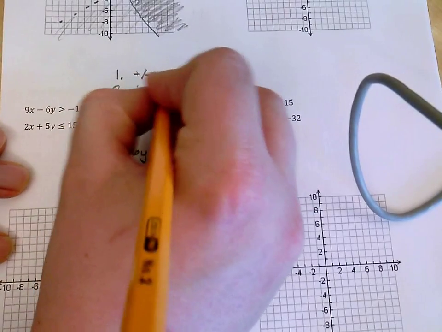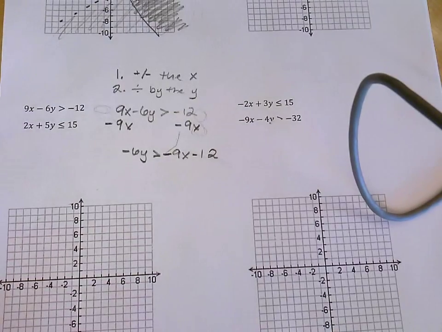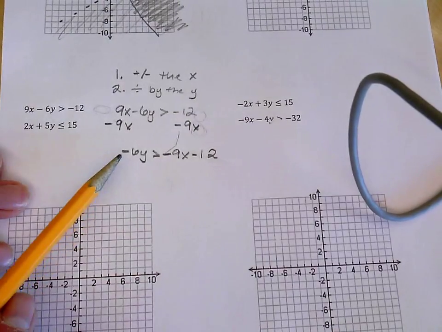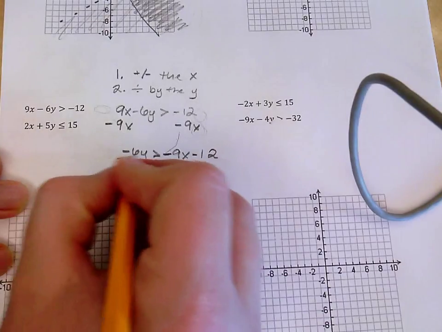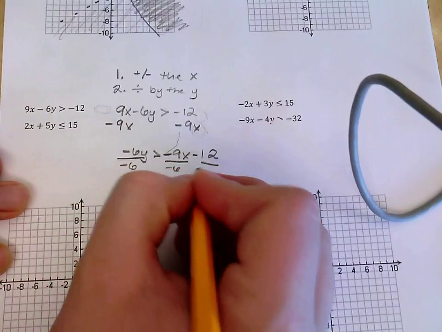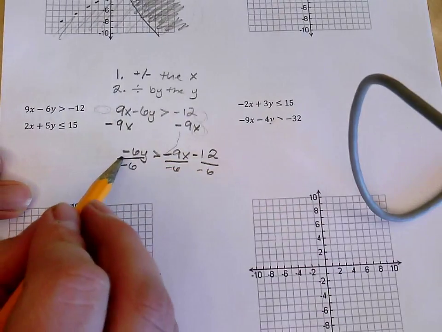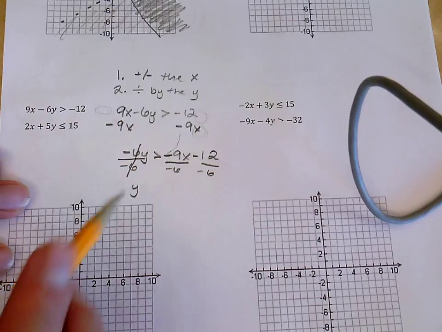Divide by the y. Now when I'm dividing by the y, this is all I have to do. I divide by the whole thing. That means the negative sign too. So I'm going to divide by -6, divide by -6, and divide by -6. What this does is it cancels out the -6 right there, leaving me with just a y.